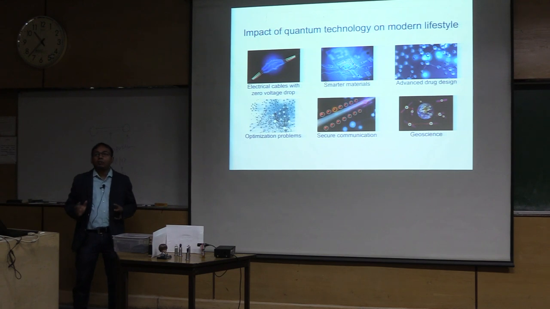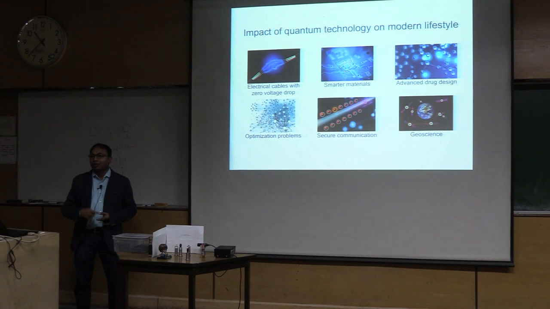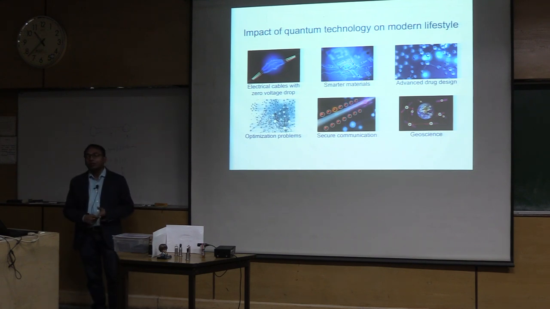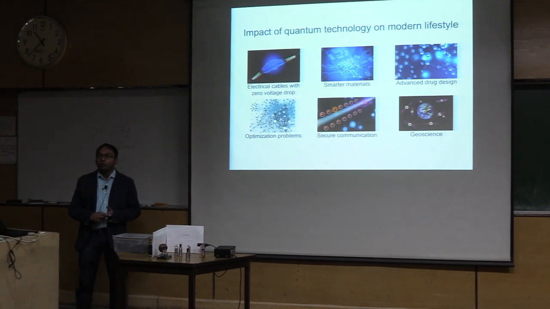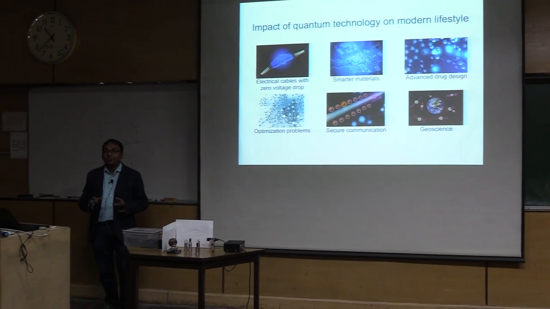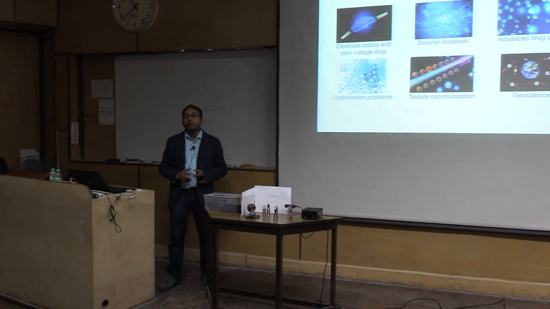Now what can happen if the electricity you are sending through the wires is not lost? You send it, you get the light, and then you reuse it. So it's a recycling of electricity. Nowadays we are talking about recycling of plastic and many other things, but what about recycling of electricity? If you want to do that, then you have to reduce the wastage of electricity, which I think is very important towards getting a green world, right?